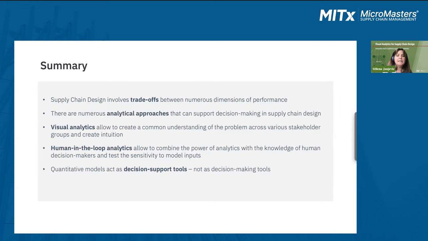So as a summary of this very quick presentation, we have some trade-offs that we need to consider when we are designing our supply chains. We have a lot of different analytical approaches here. I've talked about simulation, optimization, machine learning at the beginning, but there are others that can support decision making. However, we believe that creating intuitive interfaces to these analytical approaches is really what is going to help us drive decisions in organizations. And there I've mentioned the role of visual analytics, the role of human in the loop analytics.